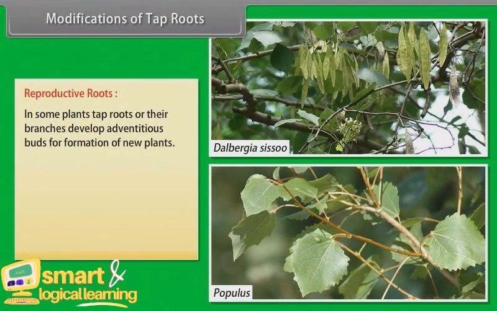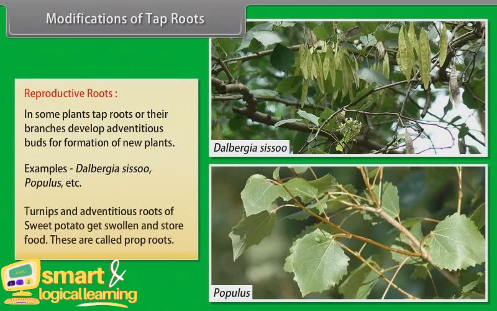In some plants, taproots or their branches develop adventitious buds for formation of new plants. Examples, Dalbergia sissoo, Populus, etc. Turnips and adventitious roots of sweet potato get swollen and store food. These are called prop roots.